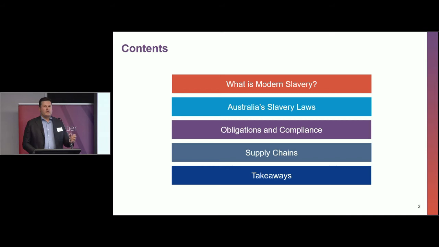So I'll look at what modern slavery is, in a very brief context, look at where our laws have come from and how they've evolved, and look at some of the obligations that will face you in terms of compliance and some of the issues that you have to consider when looking at how to comply with the new legislation. Also, we'll look at supply chains in a brief overview, because Carsten will look at some of the more practical aspects of supply chain management.